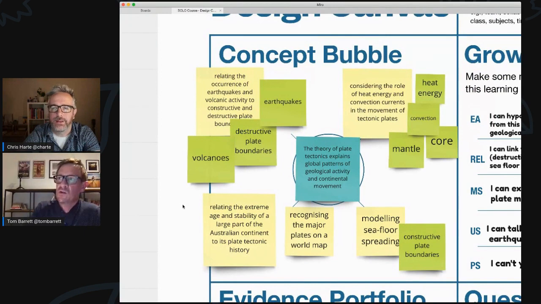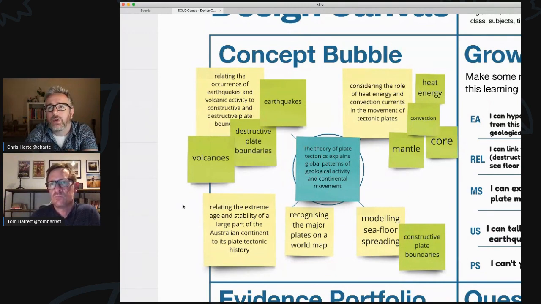So first of all, we've got the concept bubble. Remind us about the concept in the middle here. So this concept comes directly from the curriculum. It's looking at a Year 9 earth sciences curriculum. The theory of plate tectonics explaining global patterns of geological activity and continental movement.